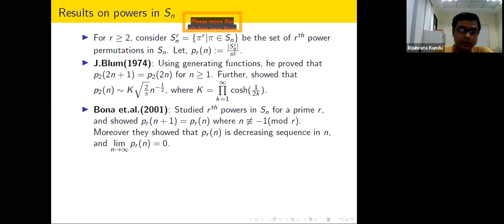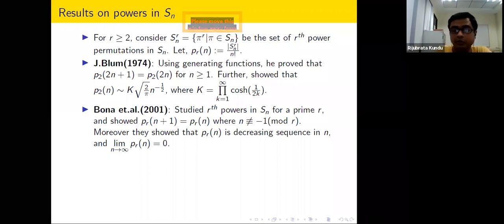Later, several years after, in 2001, Nicholas Bonat and others studied rth powers in S_n for a prime r. He proved that the recursive relation actually holds for any prime r. It looks like p_r(n+1) = p_r(n), where n is not equal to -1 mod r. So if you put r equal to 2, you get Blum's relation, p_2(2n+1) = p_2(2n).